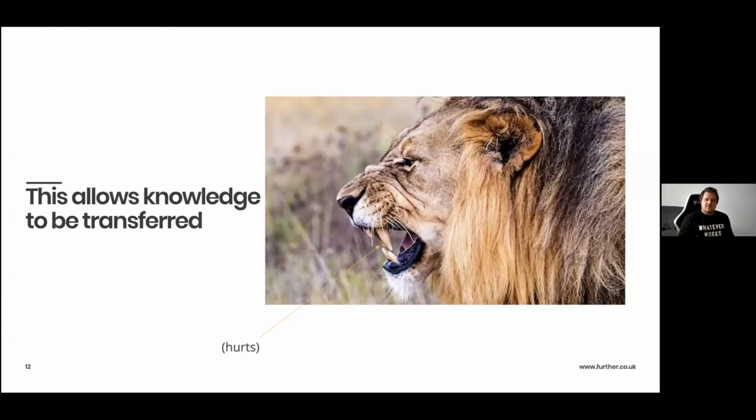This is how we allow knowledge to be transferred. So you could take any animal that has similar characteristics to a bear, and because you've learned that hugging a bear would go badly for you, you can reasonably extrapolate that hugging these creatures would be bad for you.